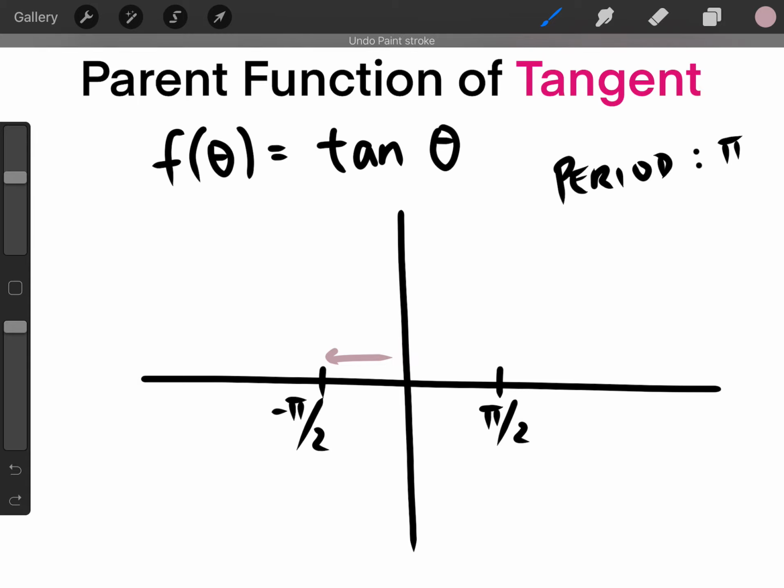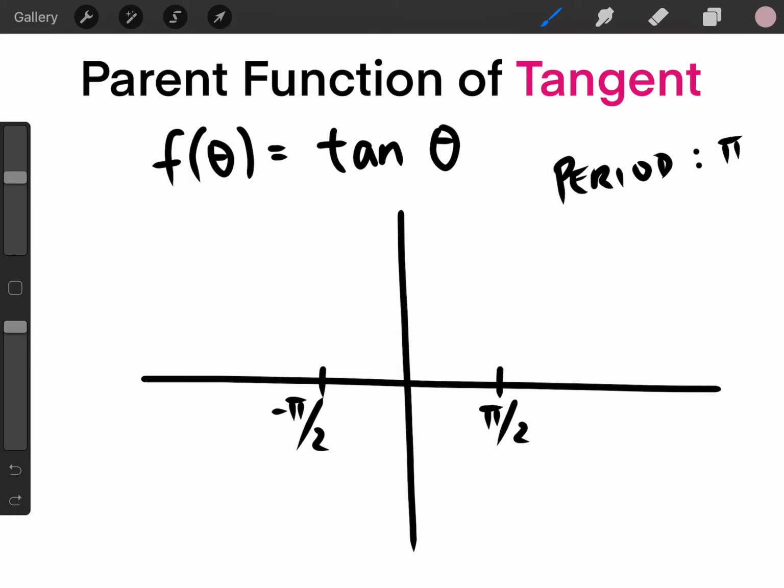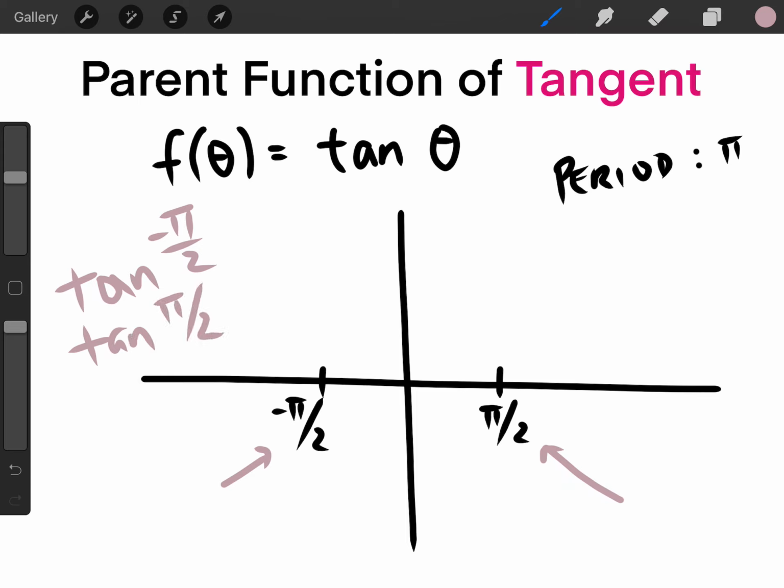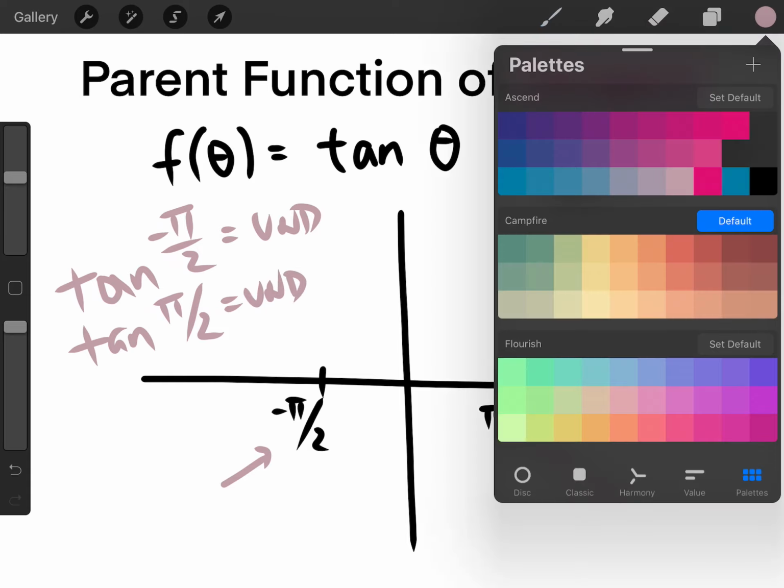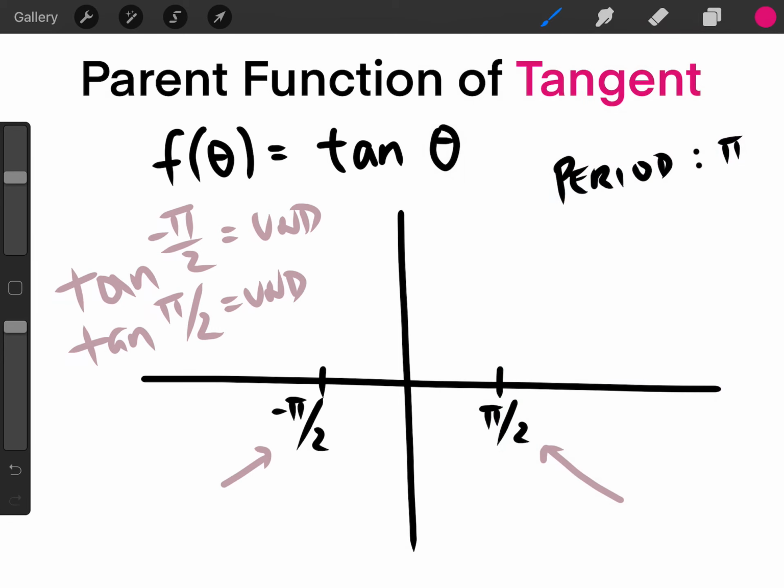Now we need to know that when you plug in points, if you plug in negative pi over 2 and if you plug in pi over 2, you're going to see that it's undefined. So tangent of negative pi over 2 or tangent of pi over 2 is going to be undefined for both of them. Which brings us to something called asymptotes.